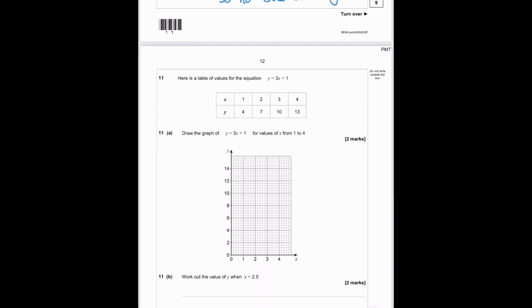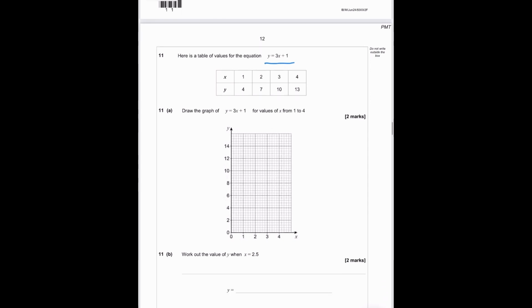Here's a table for the values y equals 3x plus 1. Draw the graph. So when x is 1, y is 4. When x is 2, y is 7. When x is 3, y is 10. And when x is 4, y is 13. Now join these with a ruler.